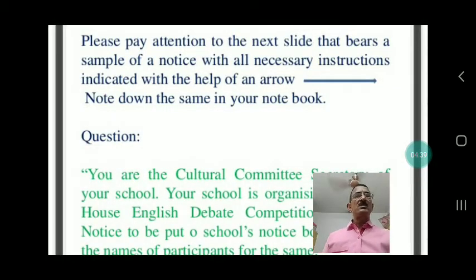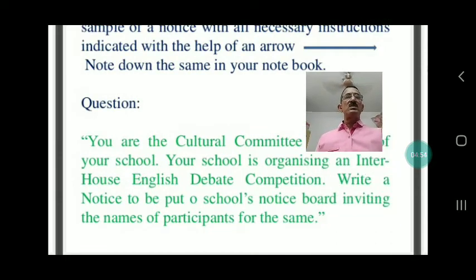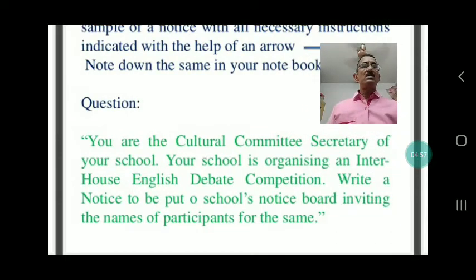Here, please pay attention to the next slide that bears a sample of a notice with all necessary instructions indicated with the help of arrows. Please note it down in your notebook. This is the question: You are the cultural committee secretary of your school. Your school is organizing an inter-house English debate competition. Write a notice to be put up on the school notice board inviting the names of participants for the same.